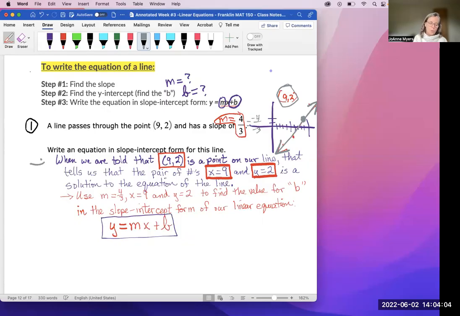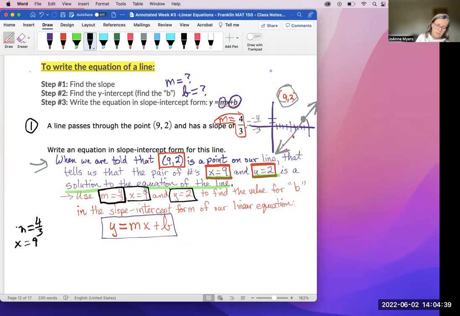All right, so when we're told the ordered pair 9, 2 is a point on our line, that tells us that the pair of numbers x equals 9 and y equals 2 is a solution to the equation of the line. So we're going to use the facts that m is 4/3, x is 9, and y is 2. Find your m, check. I got that.